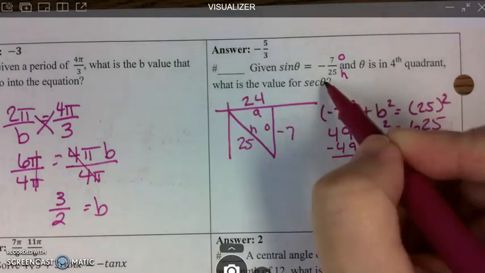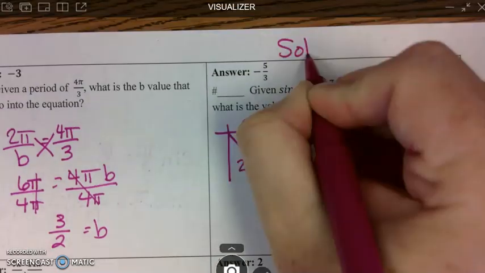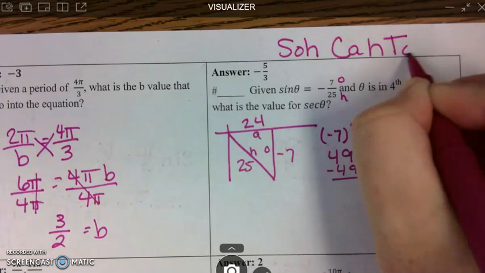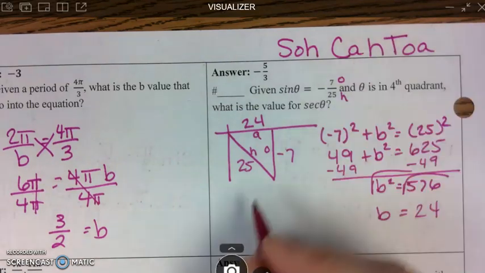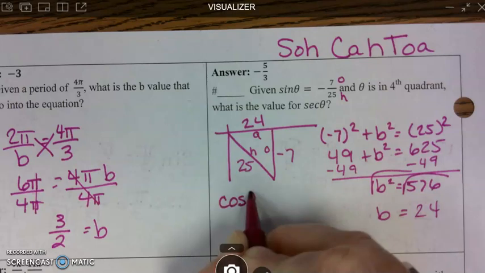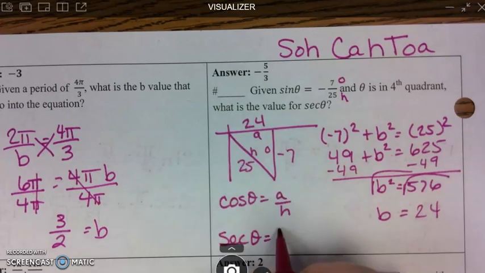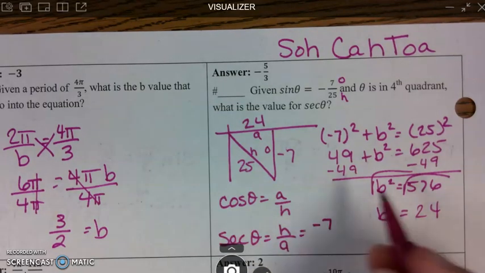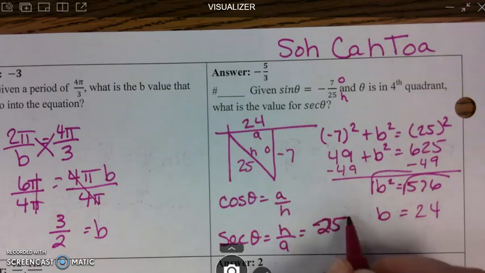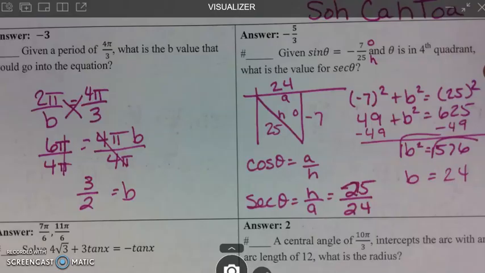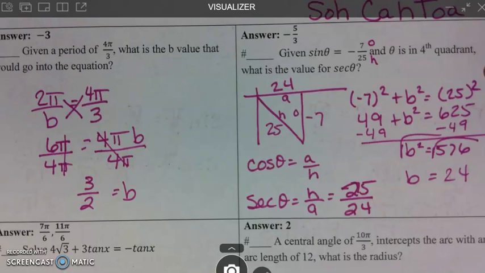Okay, so secant. Again, let's write SOHCAHTOA. Secant is nothing but the reciprocal of cosine. So if cosine is A over H, that means secant is H over A. So I got 25 over 24, with the negative 7 being the side, so the answer is negative 25 over 24.